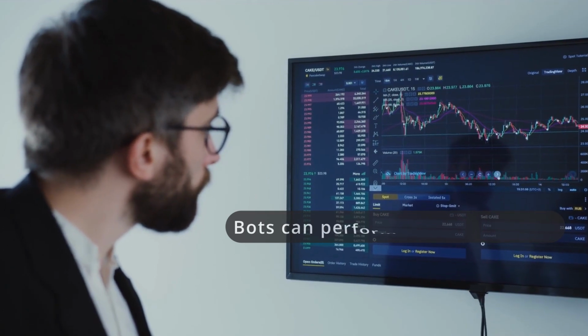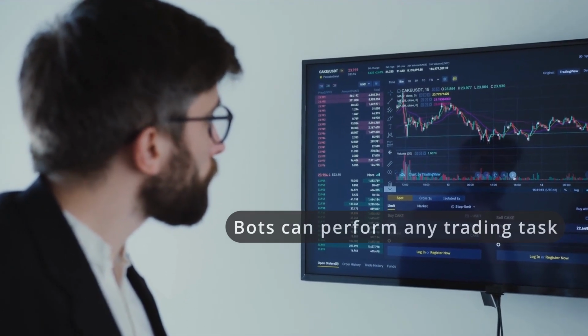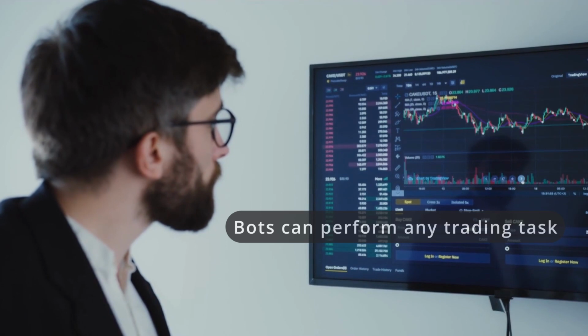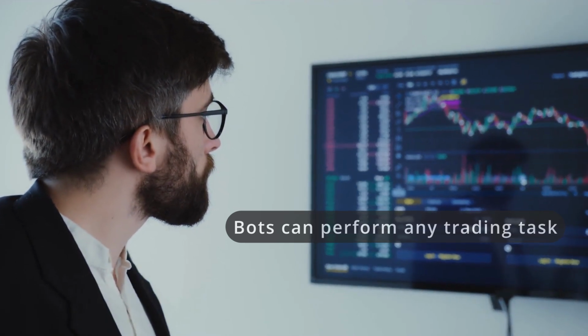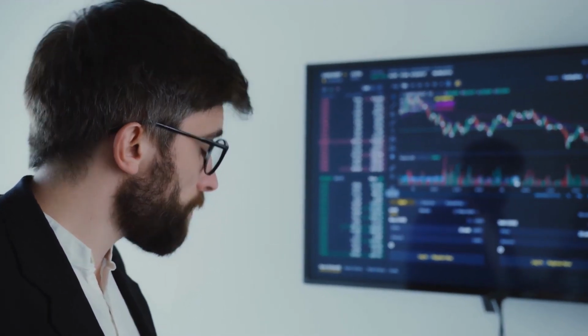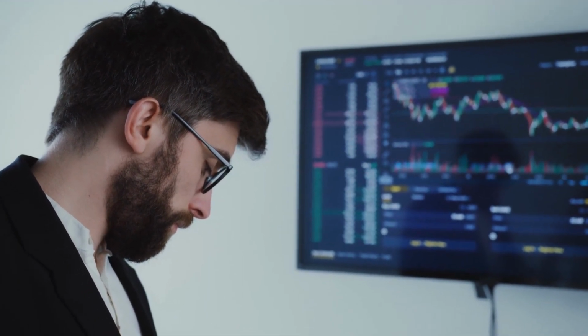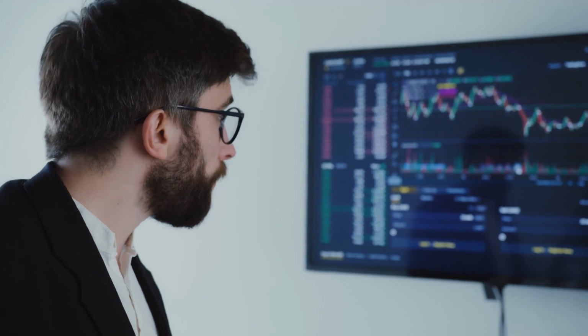Bots can perform any trading tasks. This allows you to automate all types of trade and simplify the associated processes. You do not need to wait for certain price values yourself. You set the working conditions for the bot, and it automatically fulfills them.